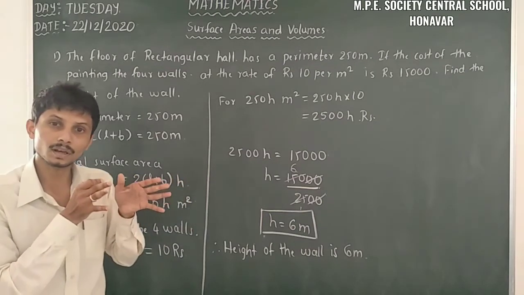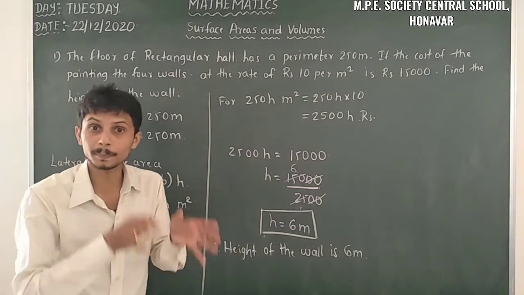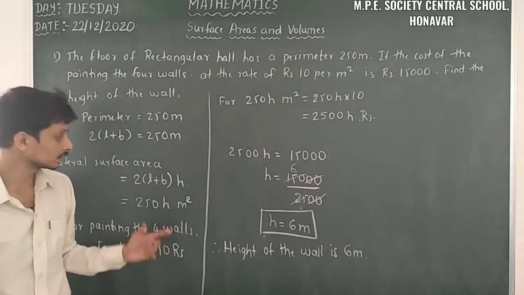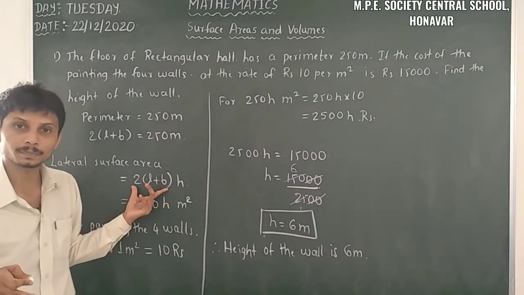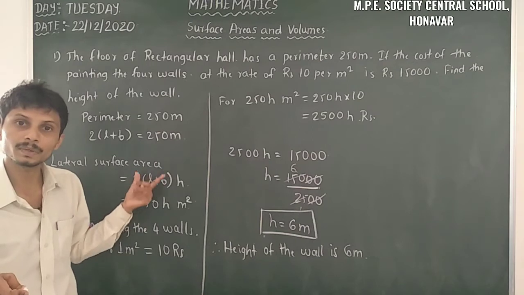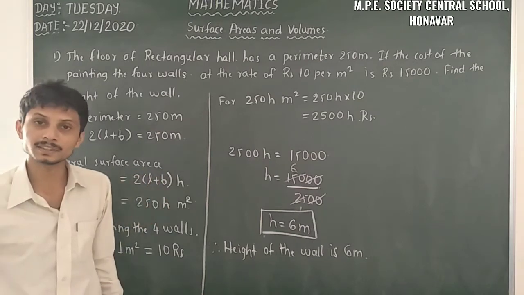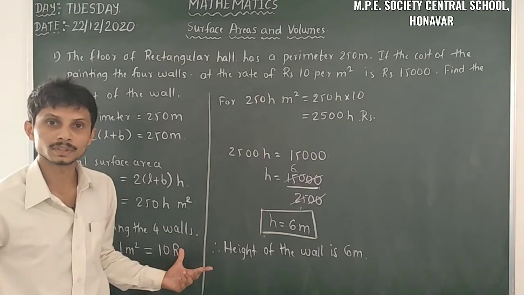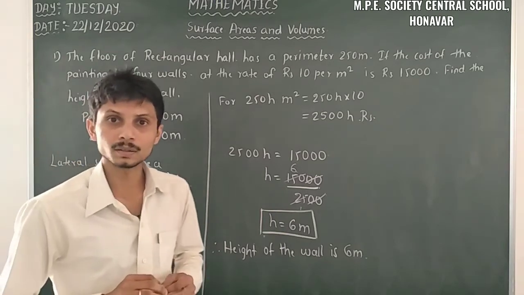So assume the situation where we have the perimeter and the lateral surface area. We can equate those with the help of this 2 into (L plus B). So you can insert that perimeter inside this lateral surface area. So then we got here. Yes, so let us move on to the next problem.